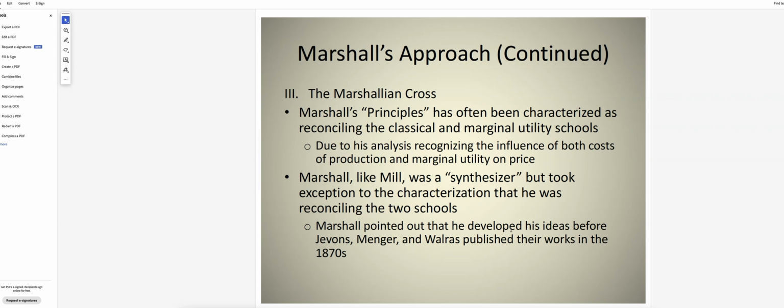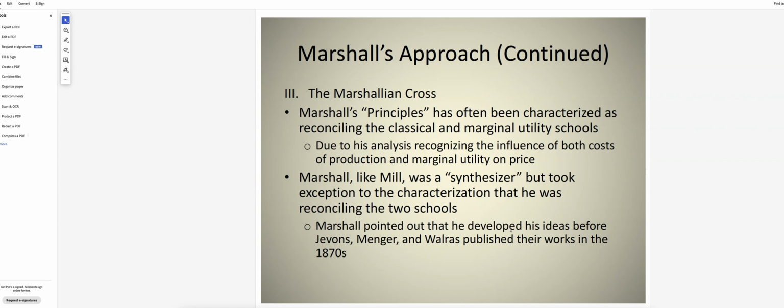From Marshall as well, we get the Marshallian cross. In the Marshallian cross, we focus on marginal utility. In looking at the marginal utility of a product, we can determine what the price of the product will be. Mathematically, it makes a bit of sense: people will only buy the good to the extent that they have a marginal benefit to consuming the good.